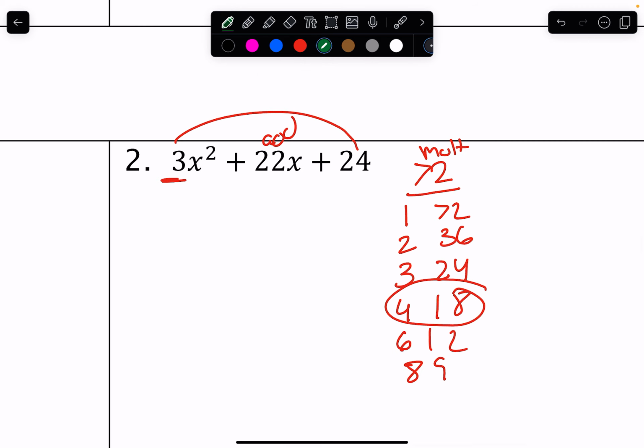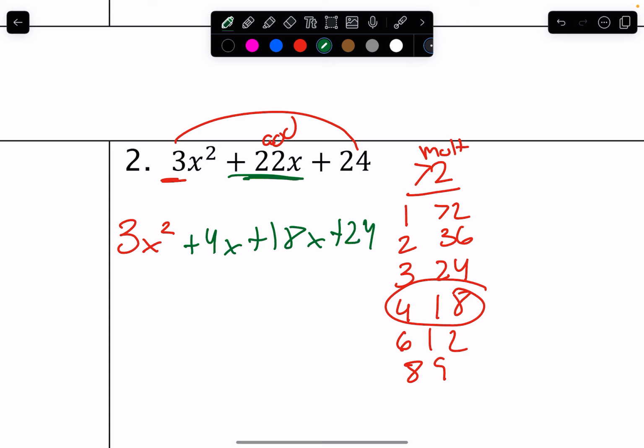I have to rewrite my middle term using my 2 numbers that I just found. Everything else stays the same, so I'm going to do 3x squared plus 4x plus 18x plus 24. Oops, I wanted to do that in red. So now we can go ahead and do our factoring by grouping. So we've got this here.